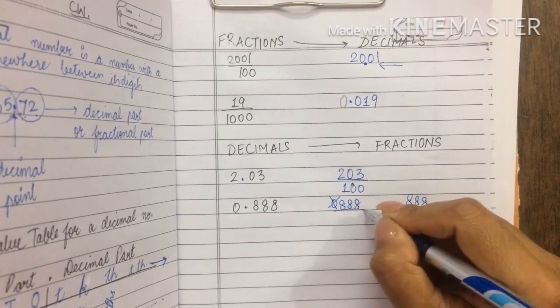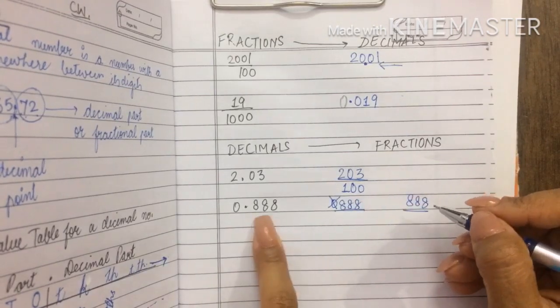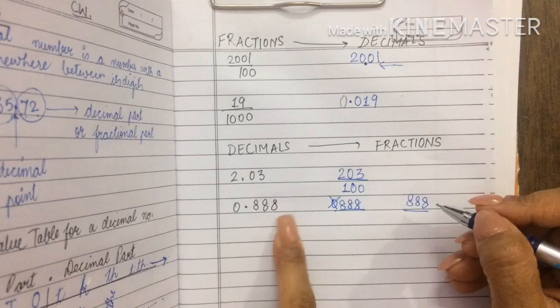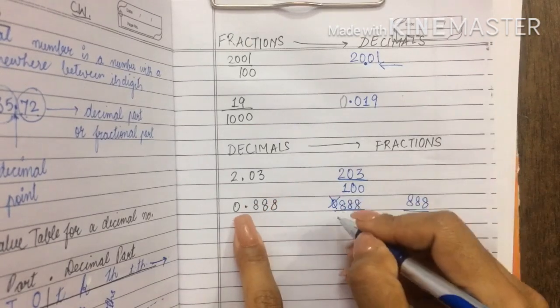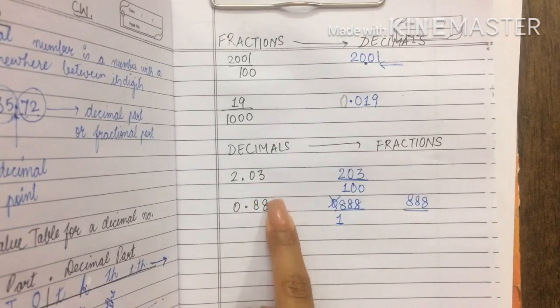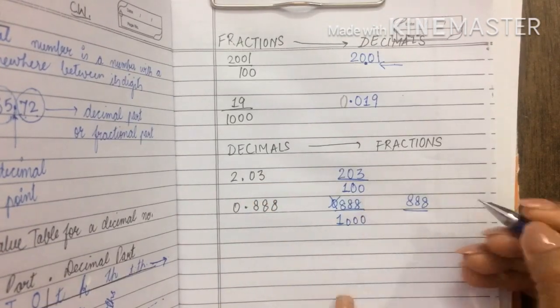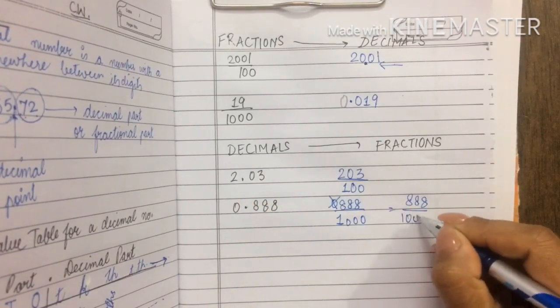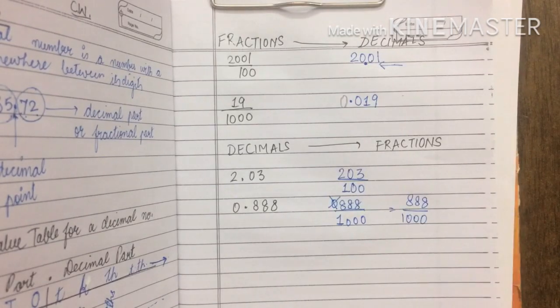Now we want to write its denominator. The denominator will depend on the point and the number of digits after the point. So point represented by 1, and after the point there are 3 digits, so there will be 3 zeros. So this becomes 888 by 1000.